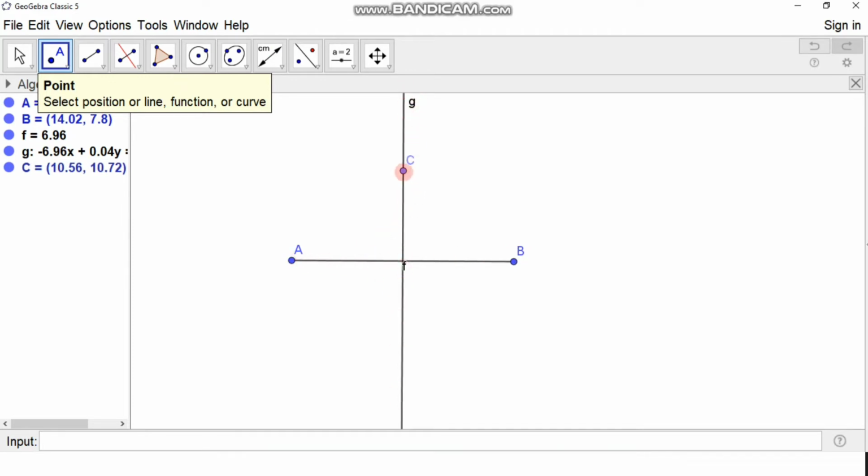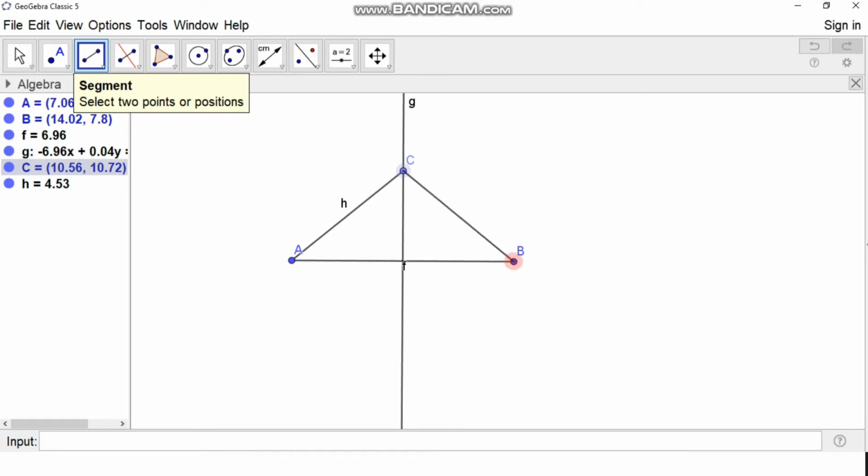First of all, we'll join point C to A and to B. For that, we have the segment icon. Then we have to join CA. So click on C and then on A. Similarly, click on point C and then click on point B. We have two distances here, AC and CB.